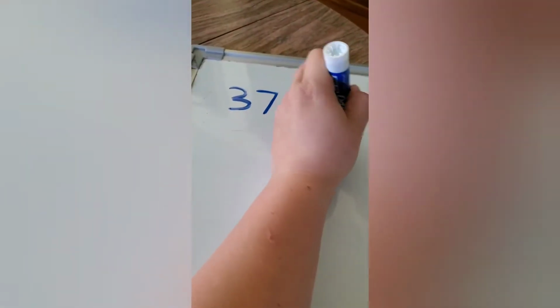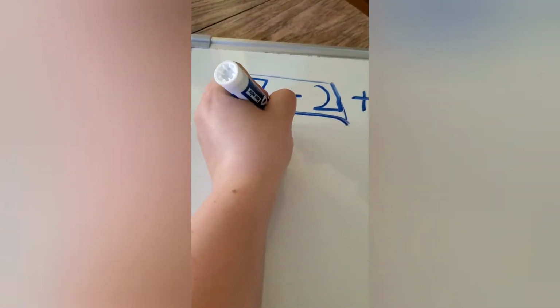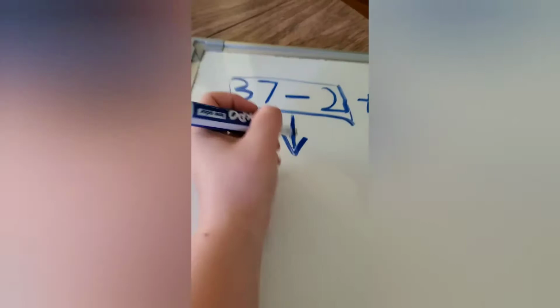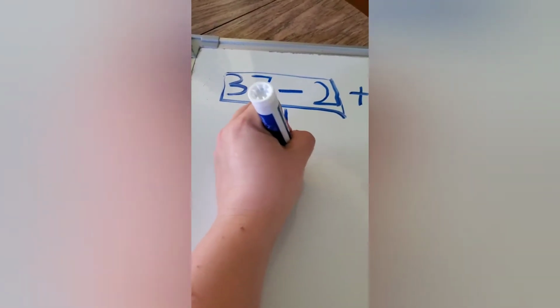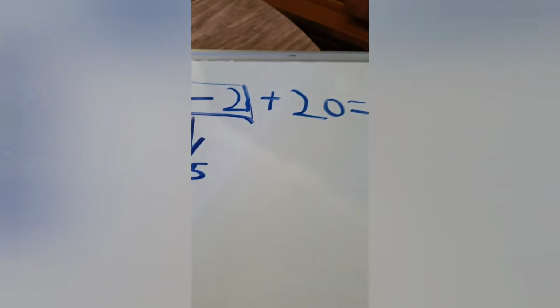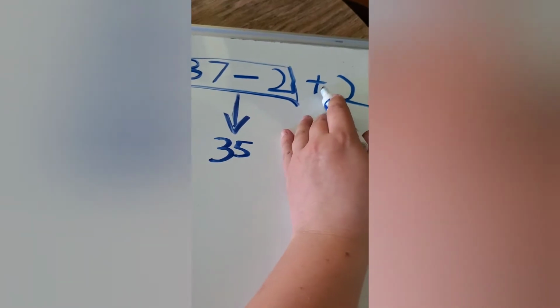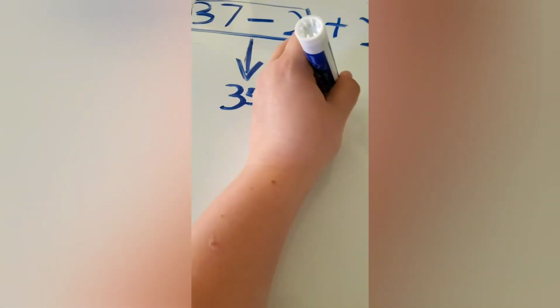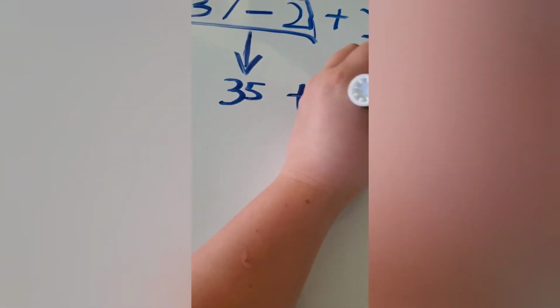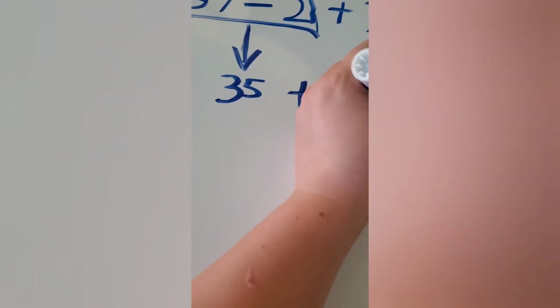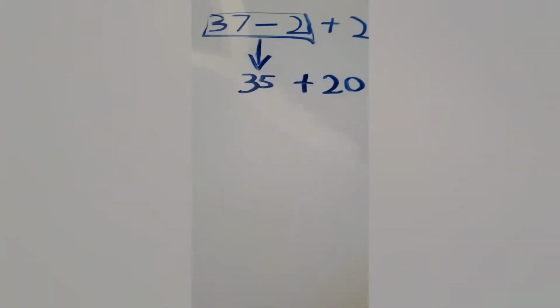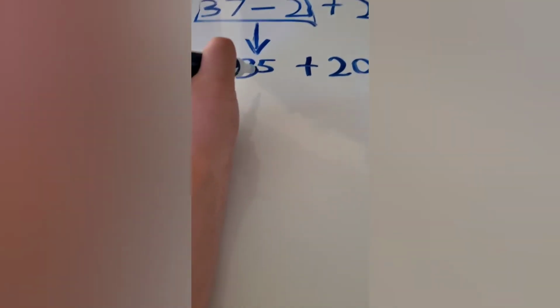I'm going to put a square around it, like that, because that's the first one that we have to subtract. And I'm going to make a little arrow like this. And I'm going to write the number 35. Then, this is what I'm going to do next. I'm going to take the plus sign and the number 20, and I'm going to write it down here like this. And then I'm going to put the equal sign in there as well. Okay? So now, all we have to do is take 35 and add 20 to it.